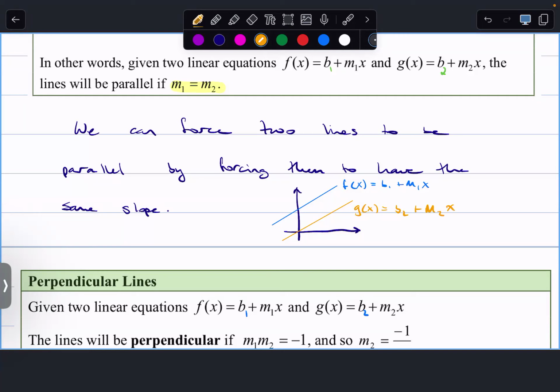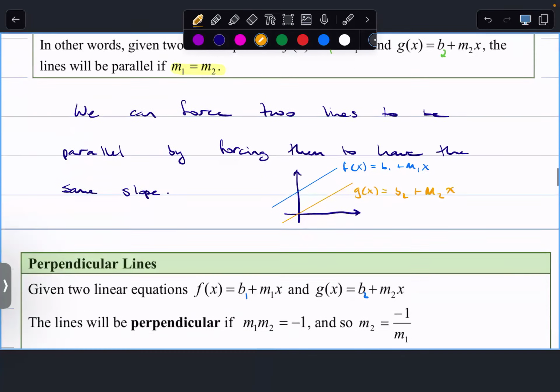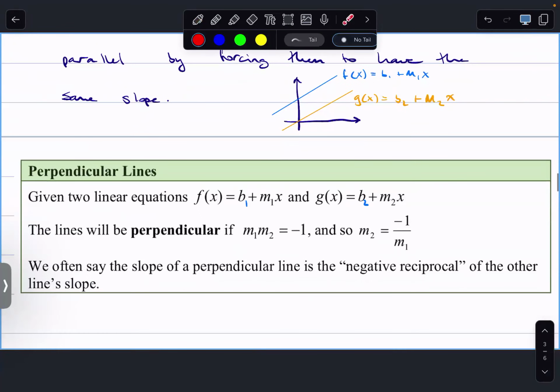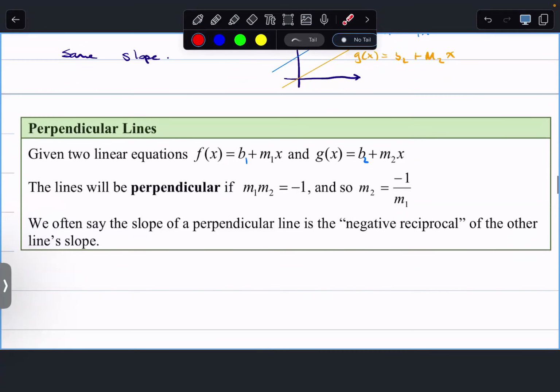Those are parallel. A little bit juicier are perpendicular lines, right? So now I have 2 lines, f of x and g of x, both just straight lines, right? Linear equations. The lines are perpendicular if m1 times m2 is equal to -1.